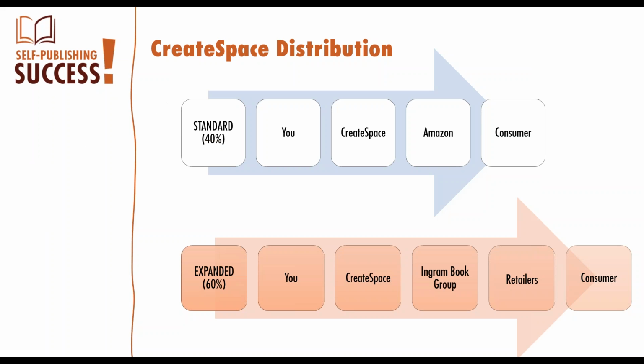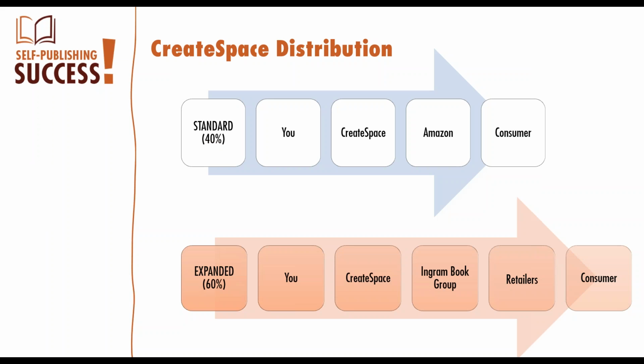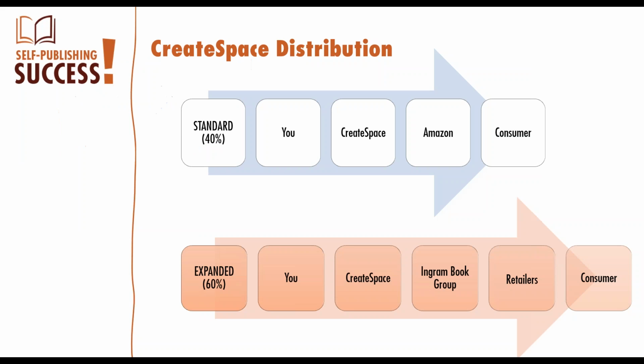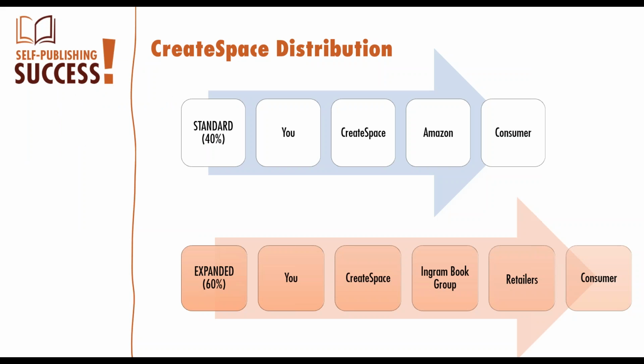I never suggest using the CreateSpace expanded distribution. I would instead suggest that you use Ingram Spark, get their 40% standard rate that will get you that same distribution, and you'll make more money on the books sold. But it's okay if you just want to use CreateSpace. They don't have the title setup fee. Maybe you're on a really tight budget and you want to have them assign that ISBN, then use the CreateSpace standard distribution only.